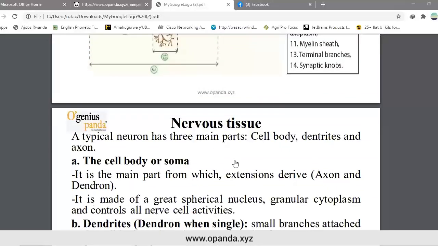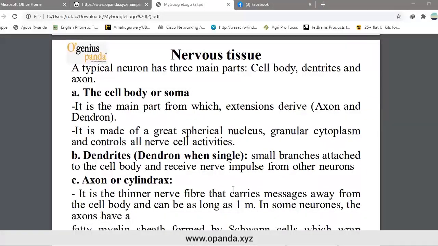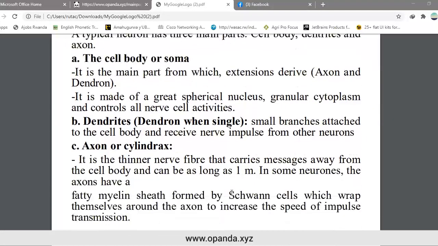In nervous tissue, a typical neuron has three main parts: cell body, dendrites, and axon. The cell body or soma is the main part from which extensions derive: axon and dendron. It is made of a great spherical nucleus, granular cytoplasm, and controls all nerve cell activities. The dendrites, dendron when single, are small branches attached to the cell body and they receive nerve impulses from other neurons.